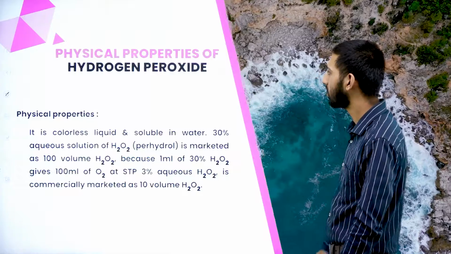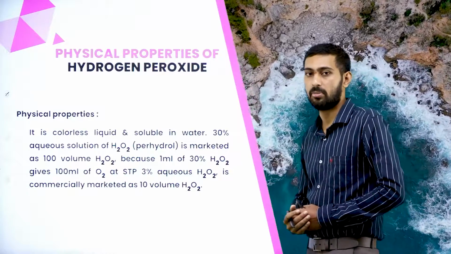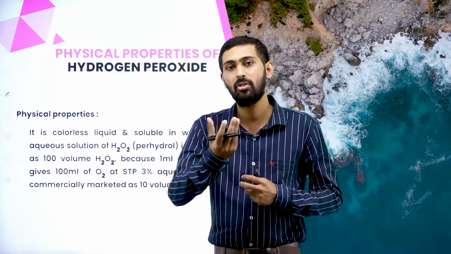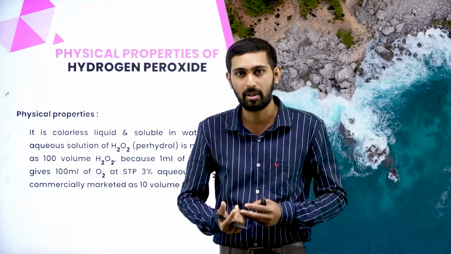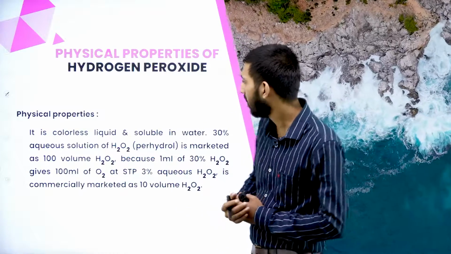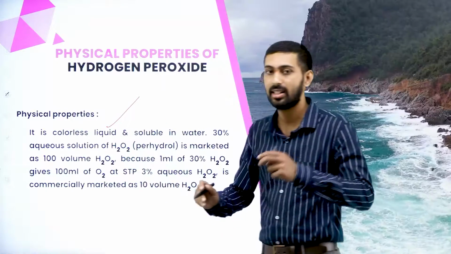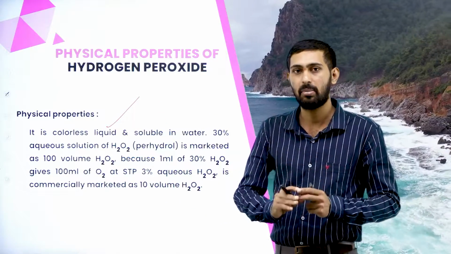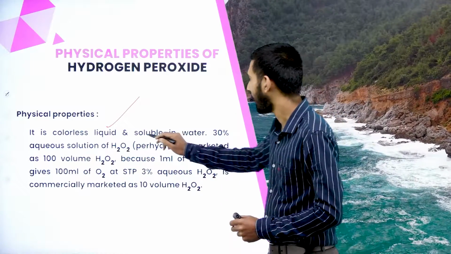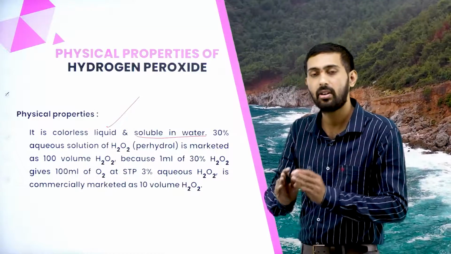Okay, next thing is physical properties of hydrogen peroxide. Now let us see how hydrogen peroxide appears to us, meaning if you keep it in an open environment, what will happen, what is its color, and what is its taste. Here it is a colorless liquid. Always, hydrogen peroxide is colorless and looks like water only. Okay, and it is always soluble in water.